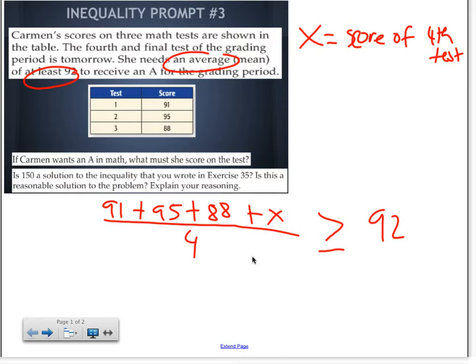And as you can see, we cannot solve for x right away, huh? We need to do some cleaning up work to get to our solution. So what's the first step that you would do for this problem? Add them all up. Very good. So let's add all of them up. 91 plus 95 plus 88 is 274. So let's write that: 274 plus x over 4 greater than or equal to 92. Correct? True? Okay. Now what?